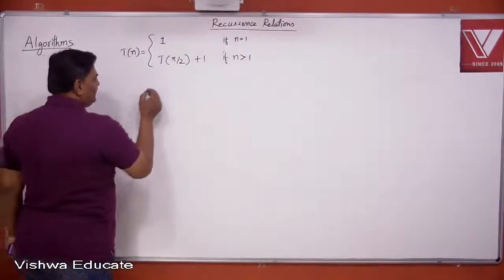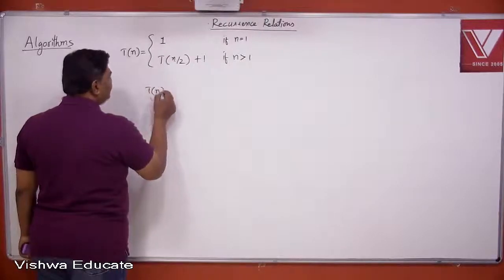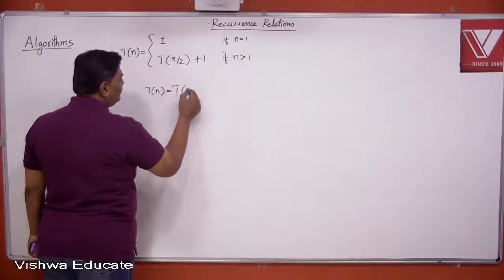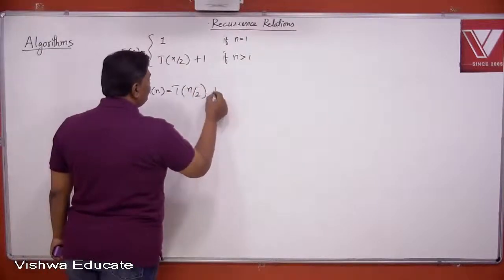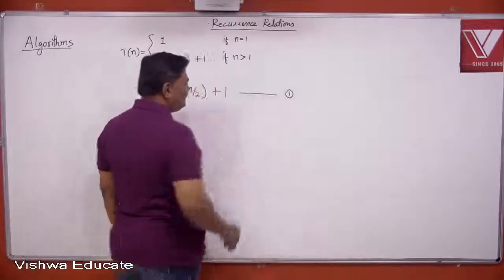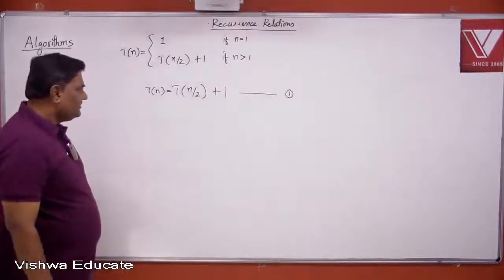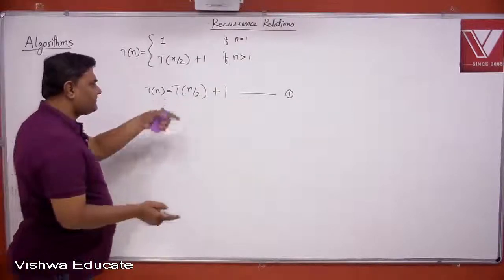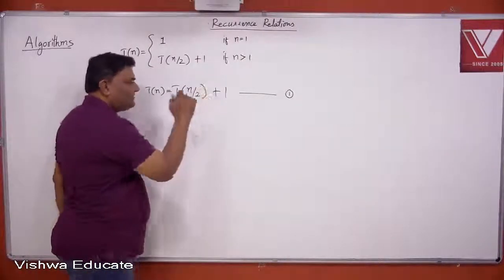How to solve? T(n) is equal to T(n/2) plus 1. This is given. First equation. Then, if I can know what T(n/2) is, then I will substitute that here, then I get the final answer.